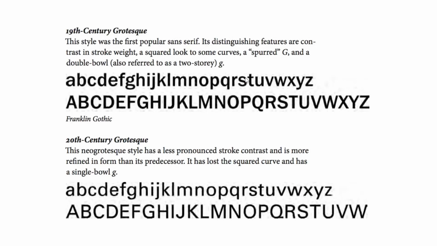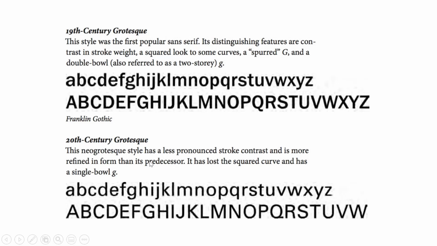So 19th century grotesque. Really, the best way to recognize this, it's just a traditional sans serif. And the book says this. It's a little bit of a trick when you do your homework assignment. It's just the double G, or like it says here, the double bull, 2-story. So take a look at that G. Look for that G. That's how you recognize 19th century grotesque when you're picking one out.